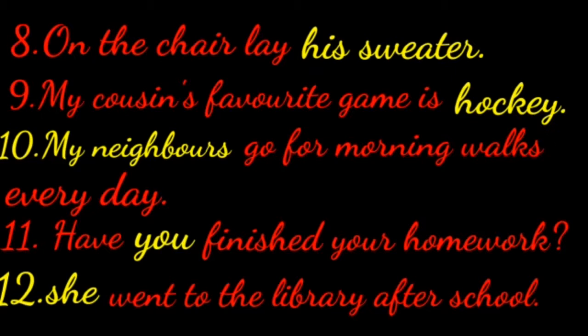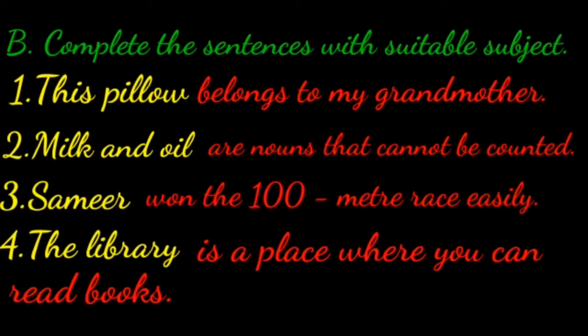So children, in your book, you have to circle the subject and underline the predicate. Here, the words given in yellow are the subject. Words which are in red color are the predicate. Now we are moving to exercise B. Complete the sentences with a suitable subject. In your book, they gave dashes for each sentence. So, you have to write the correct subject in that sentence, children.